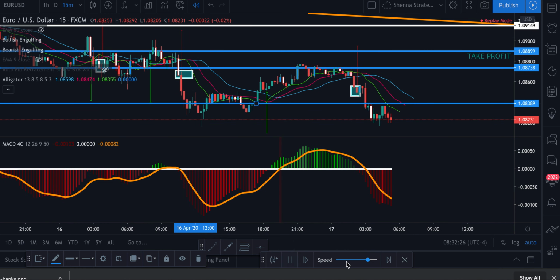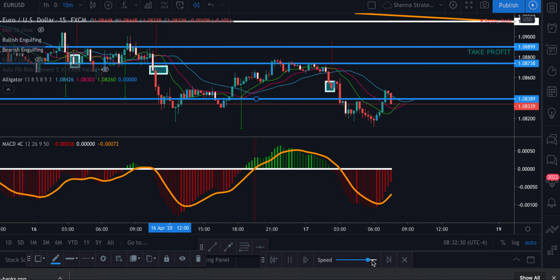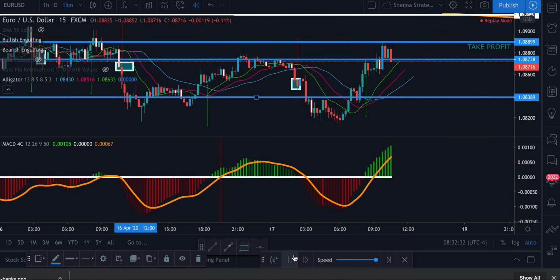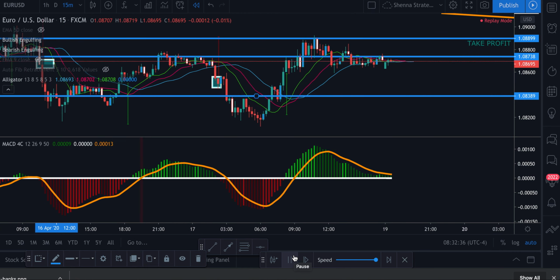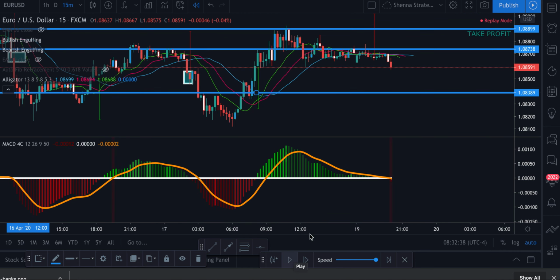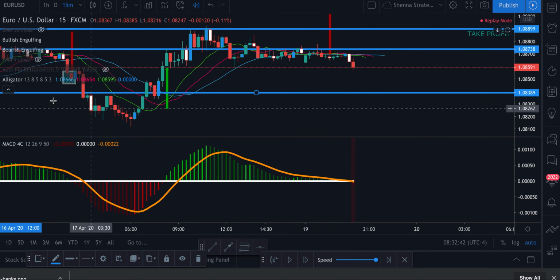Guys, I'm really trying to find a losing trade, but they're making it really hard for me. Hold on a sec. I just want you to see what it looks like on a losing trade. Let's kind of speed this thing up. Okay, there. Take the trade. Let's look at this one.